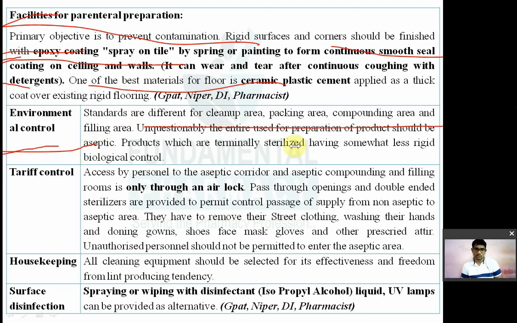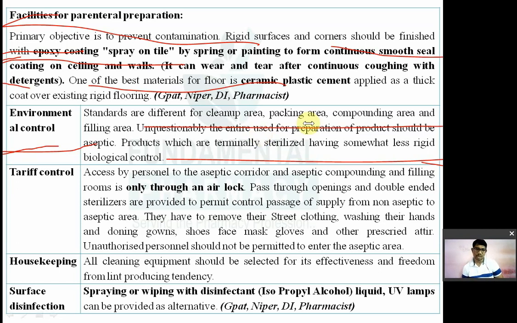Products which are terminally sterilized, in that case you may relax some aseptic conditions. Terminally sterilized means sterilization is done afterwards. Aseptic technique means right from the beginning you do not let contamination happen at all. If you did not let contamination happen, it will remain sterile. But there are certain preparations like ampoules which are terminally sterilized. After filling, autoclaving is done, so that is terminally sterilized. So you can have some relaxed biological control for those preparations which are terminally sterilized.